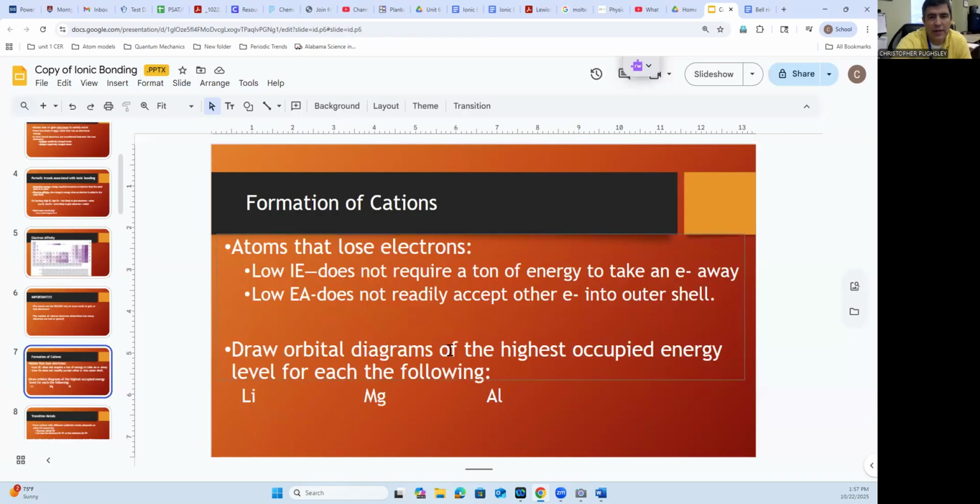Draw orbital diagrams of the highest occupied energy level for each of the following elements. We're going to do that real quick right here. We're going to draw these orbital diagrams, and we're going to do it for lithium, for its highest energy level.